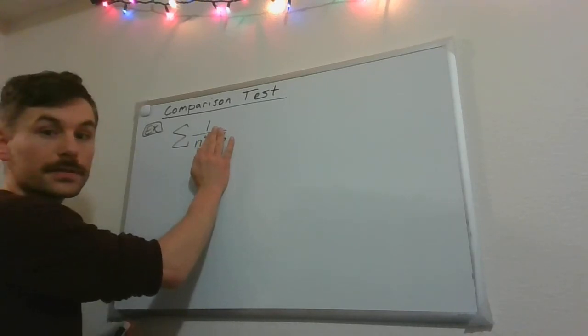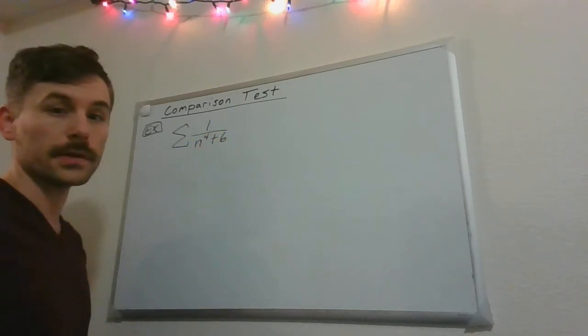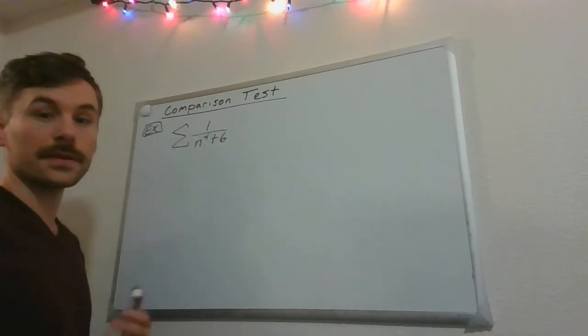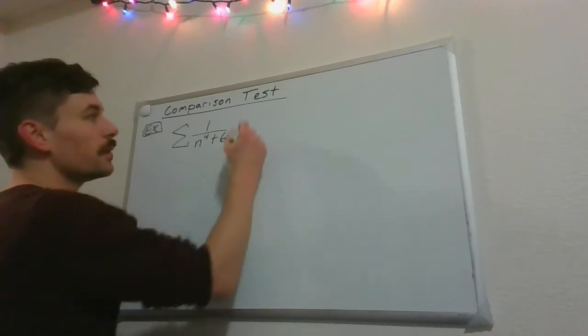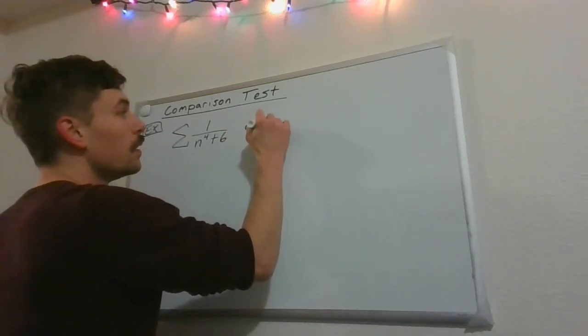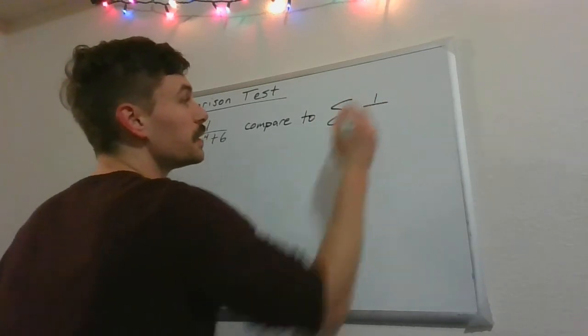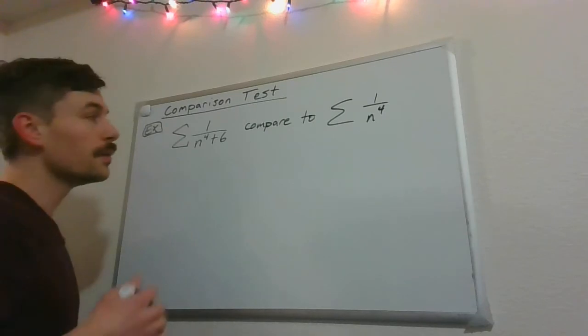That's a p series, right? P is greater than 1 in this case, so we think this thing's going to converge. And it's really that stripping away the extra stuff that gives us the series we're going to compare to. So we feel like we're going to compare to just the series defined by 1 over n to the 4th, right?